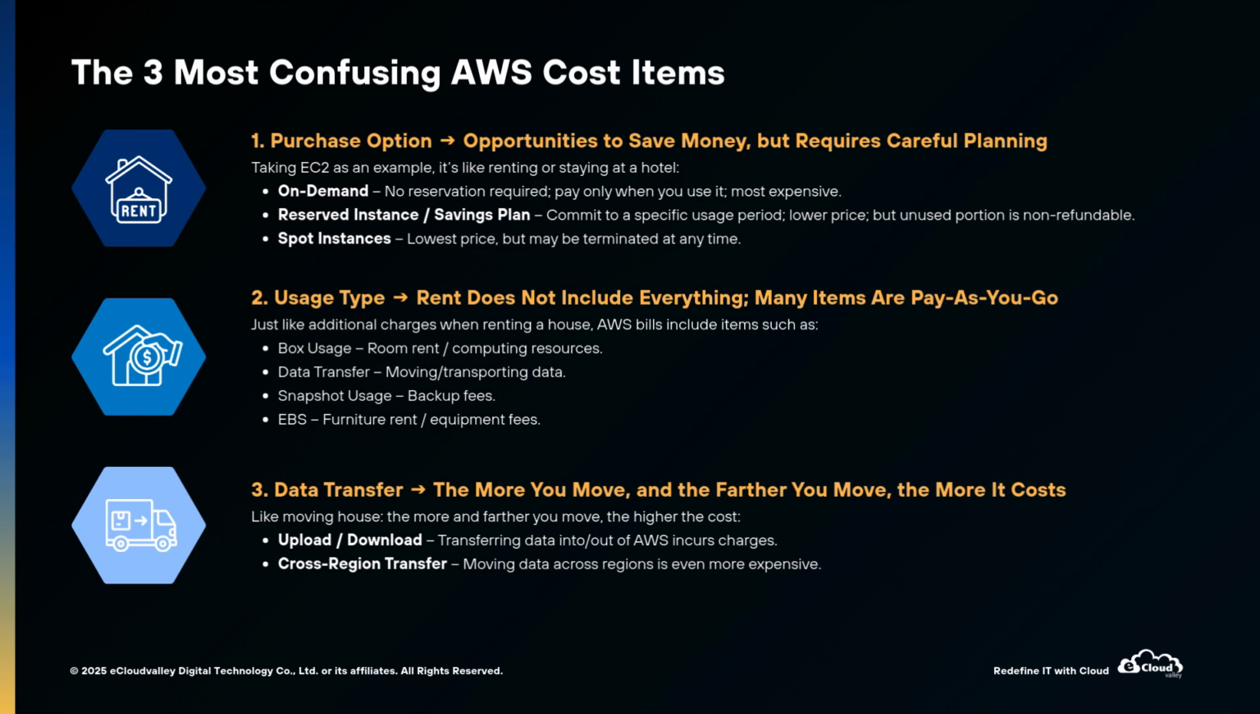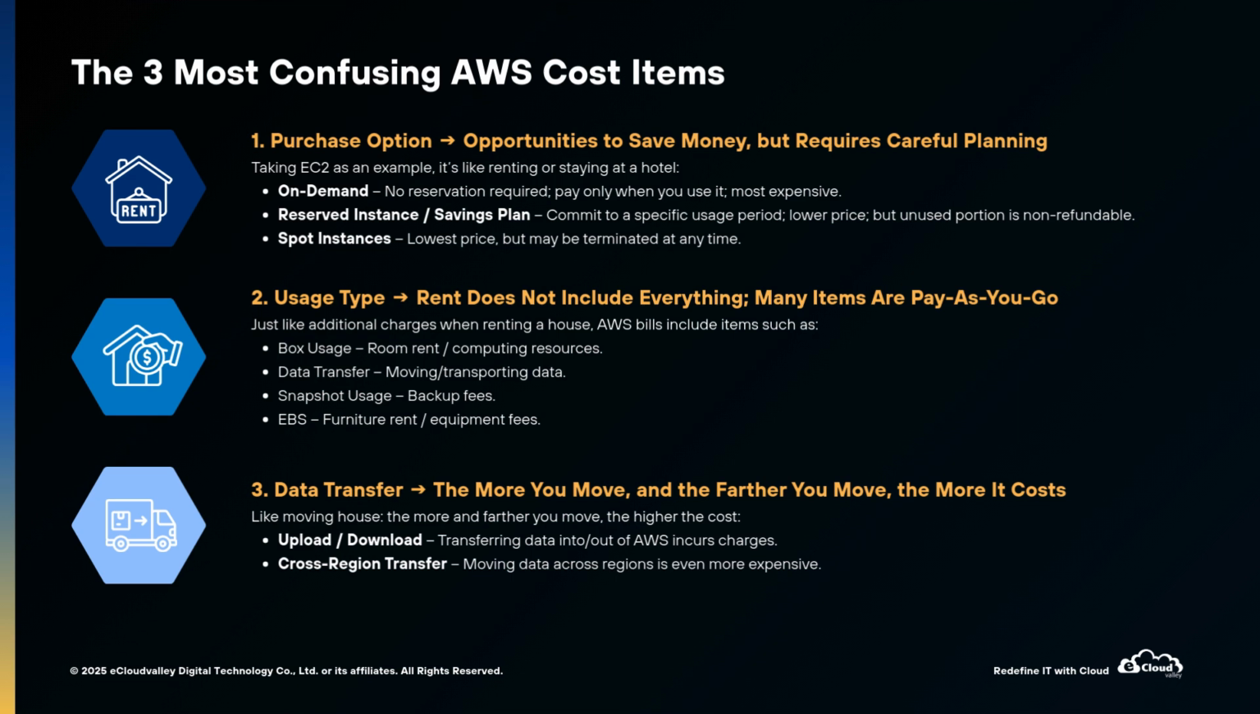3. Data transfer. Data transfer costs are like moving house. The more you move and the farther you go, the higher the cost. For upload and download, transferring data out of AWS to the internet is like moving things out of your home. You pay a transport fee. Cross-region transfers are like moving from one city to another, and it's even more expensive.